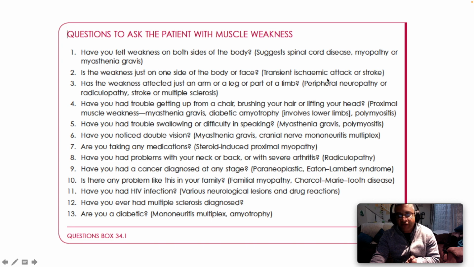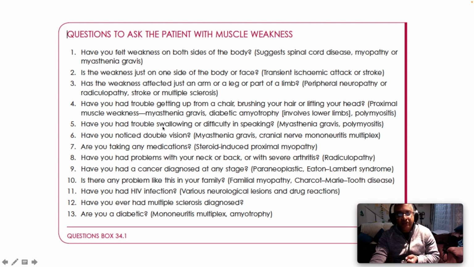Now, with TIA, the focal neurological deficit resolves within 24 hours, but stroke, we know, is lifelong or longer. Number 3, has the weakness affected just an arm, a leg, or part of a limb? Then think about peripheral nerve or radiculopathy, stroke, or multiple sclerosis. Number 4, have you had trouble getting up from a chair, brushing your hair, lifting your head, speaking to proximal muscle weakness? There you're thinking it's a myopathy, or it could be something affecting the neuromuscular junction, or it could be diabetic amyotrophy involving the lower limbs.